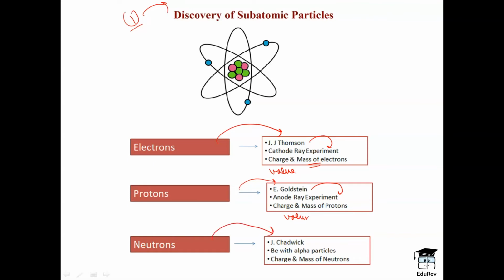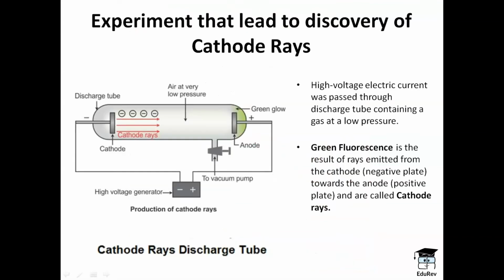Neutrons were discovered by J. Chadwick through the bombardment of beryllium with alpha particles. Charge and mass of neutrons were discovered by this experiment. So what is the experiment that led to discovery of electrons? The experiment that led to discovery of electrons is called cathode ray discharge tube experiment.